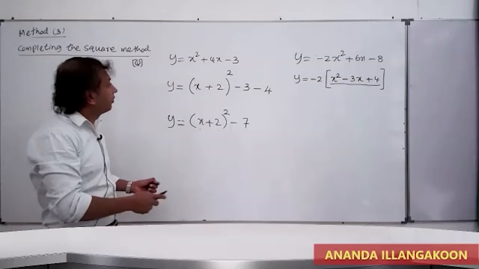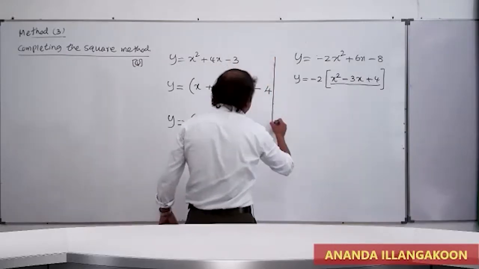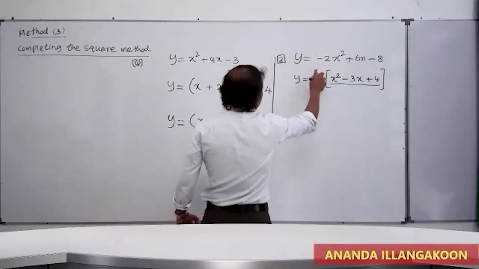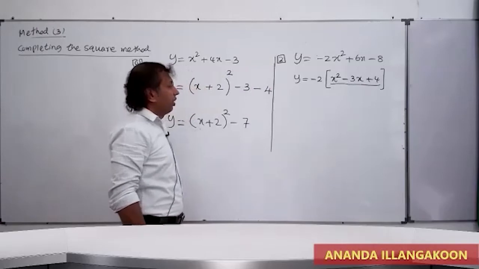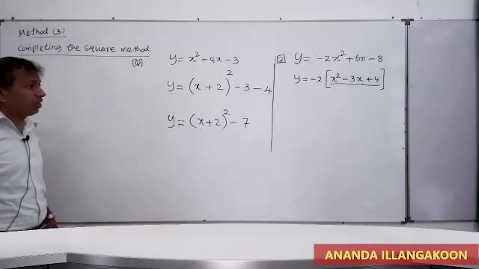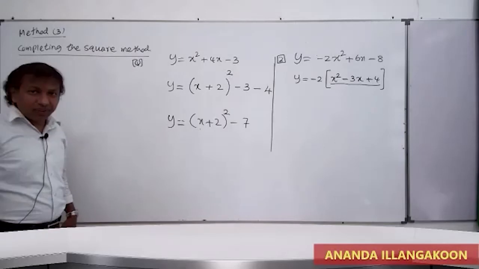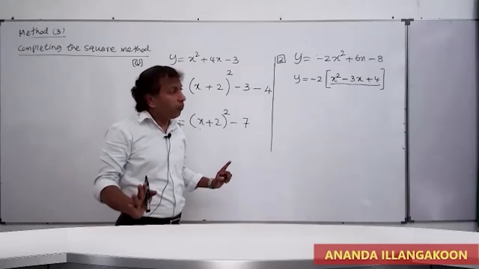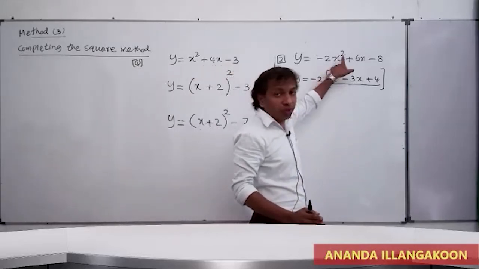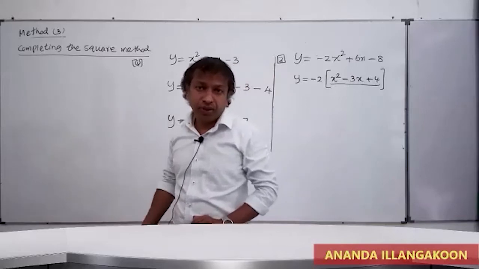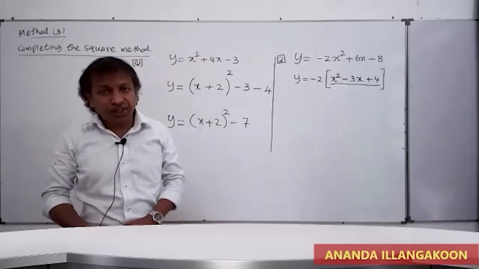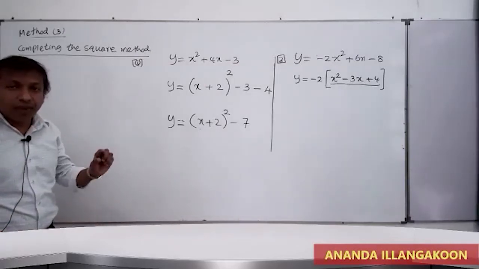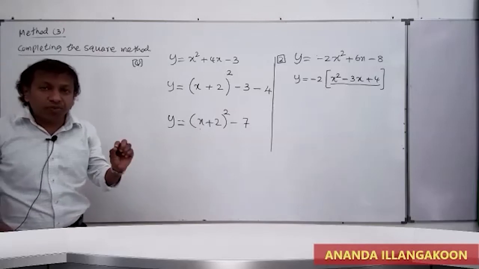Second one. Take this one as second. Y equals minus 2x squared plus 6x minus 8. Do we go to apply the steps straight away? No. We always have to make this x squared coefficient plus 1. For this, at the moment, we have to take that minus 2 out of the bracket. Then within the bracket, the terms can be written by dividing all the 3 terms by minus 2.